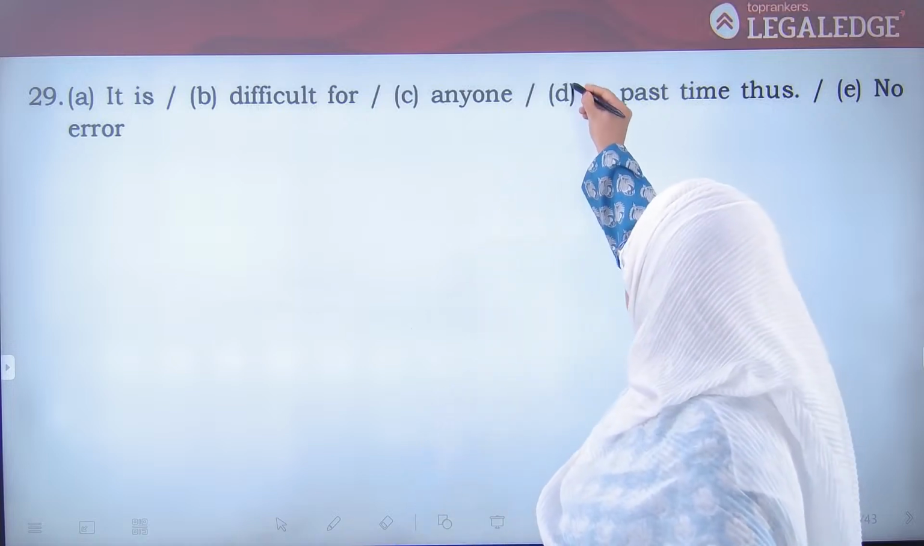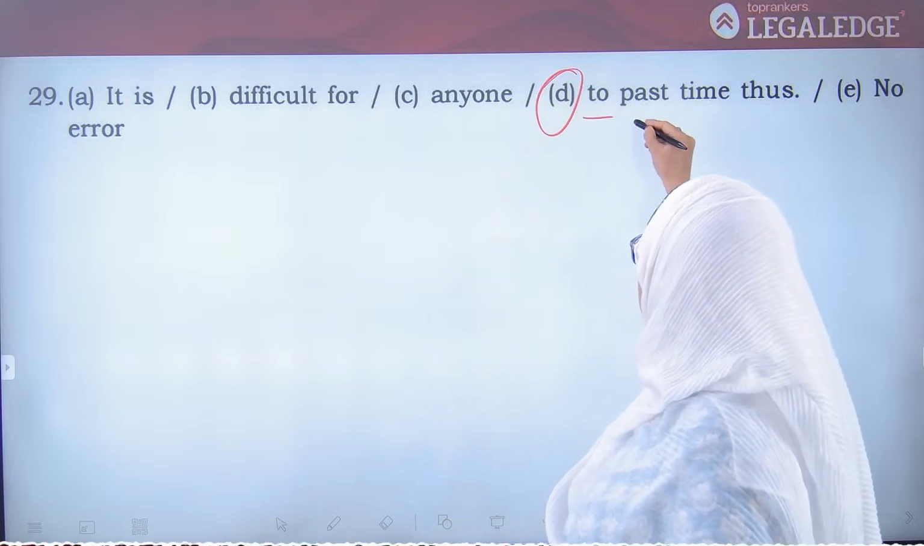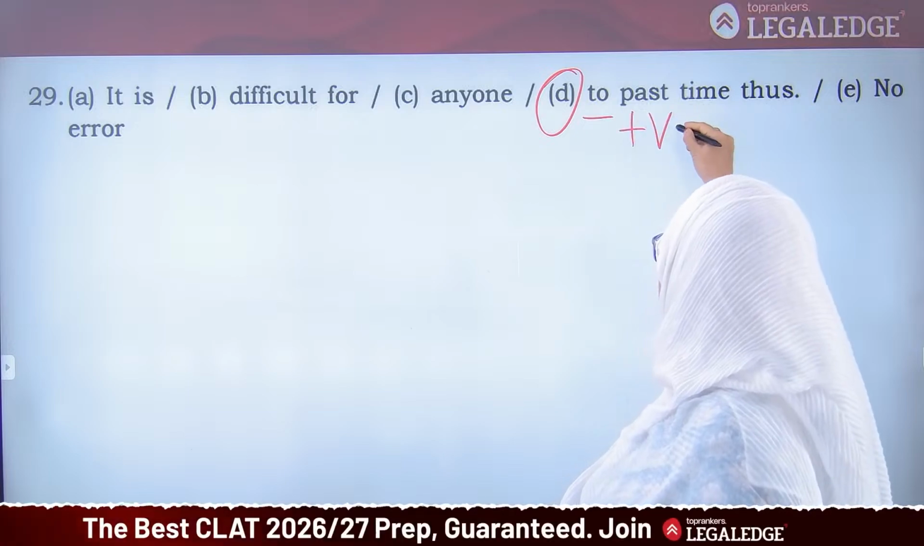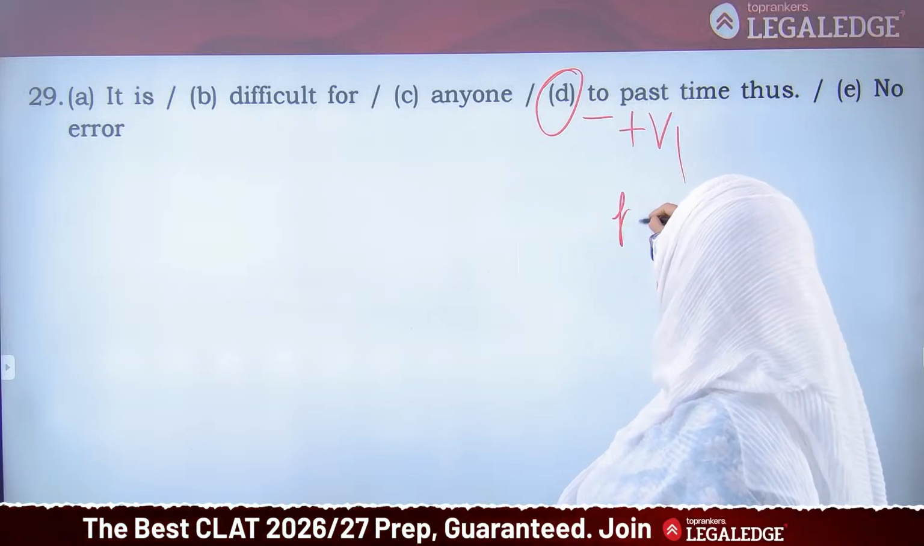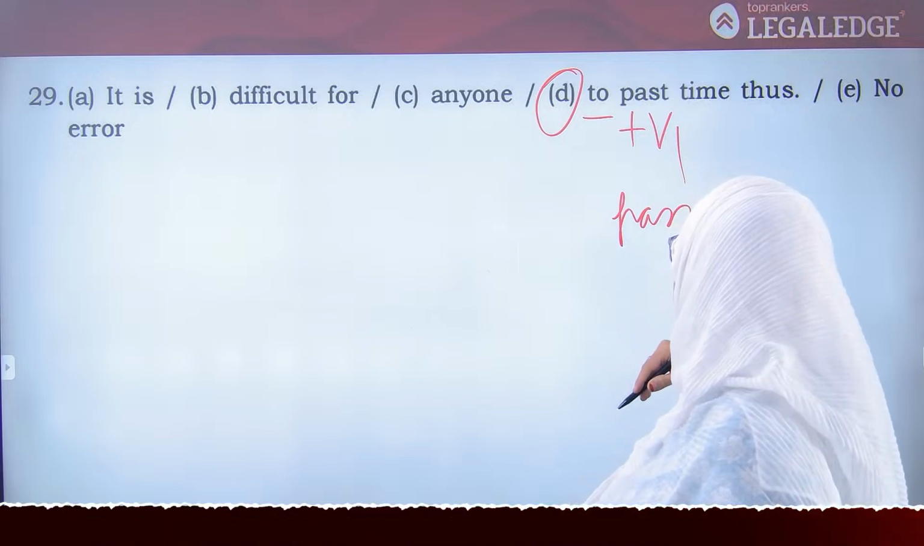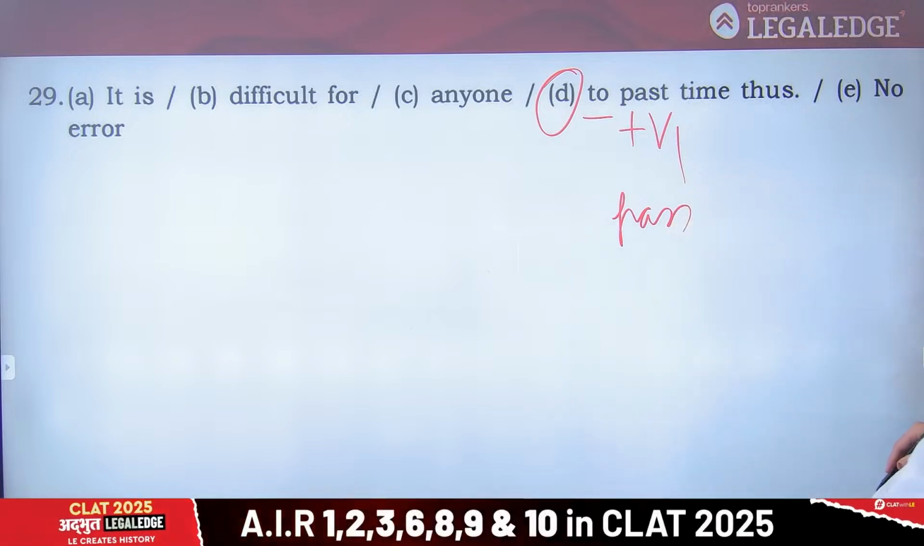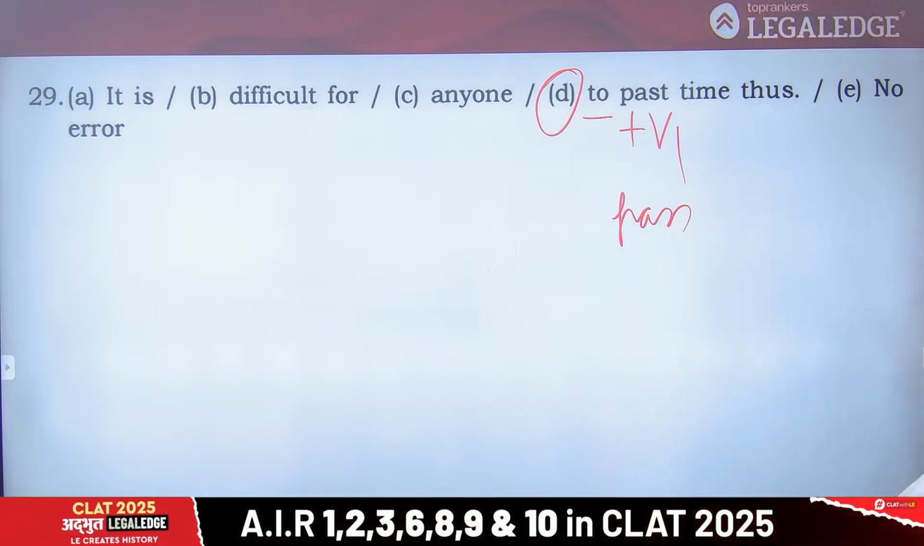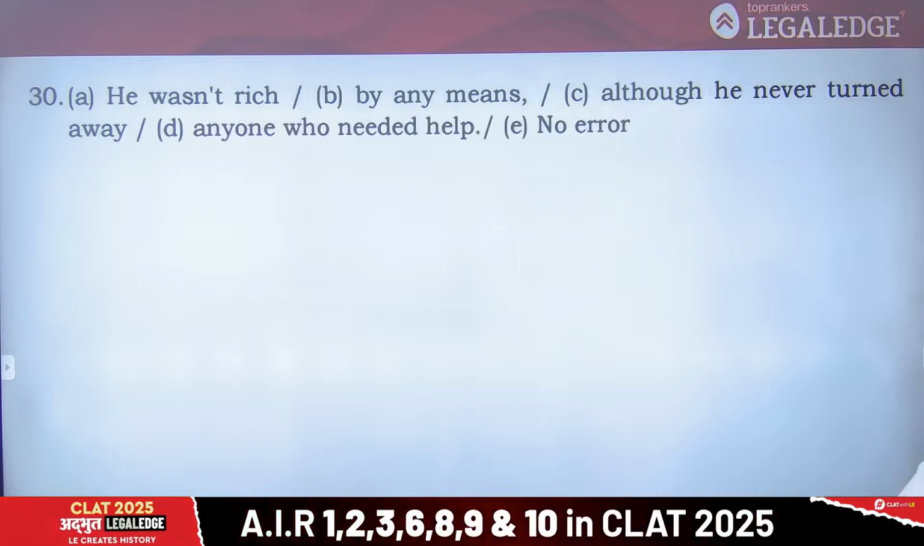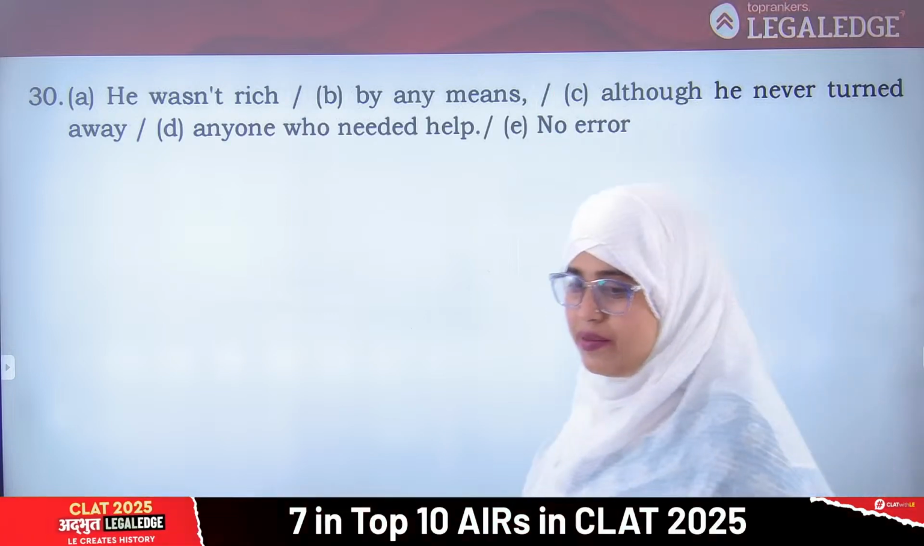All right. Erroneous part is D. To के साथ हमेशा verb का first form आता है. तो to pass time does. To pass होना चाहिए. To pass. Question number 30 on screen.